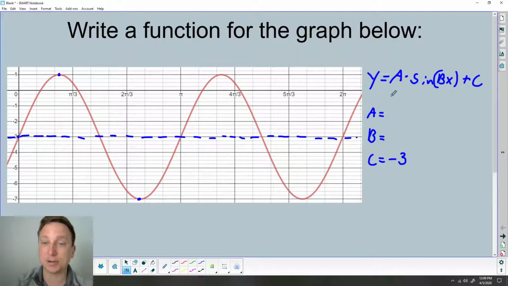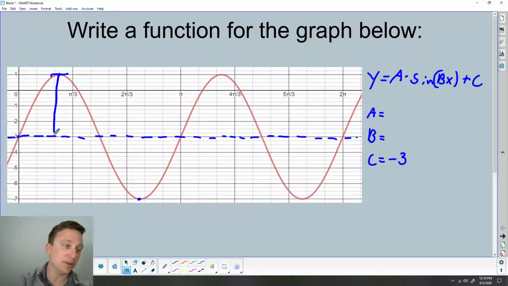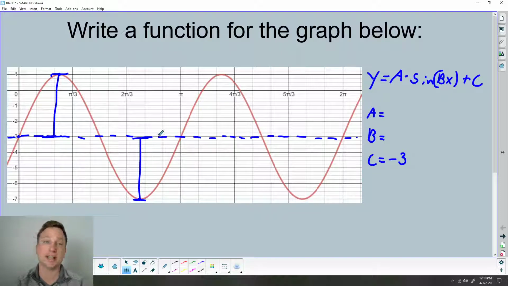From here, let's decide what a is. The definition of a is the amplitude. It's how far above the principal axis this oscillates. So here's a maximum point, and we can count that distance, or it's how far below the principal axis this oscillates. So there's a minimum value, we can count this distance. In each case, this should be the same, just above or below. 1, 2, 3, 4 units above the principal axis, 1, 2, 3, 4 units below the principal axis. So that tells us our amplitude is 4 and a is 4.